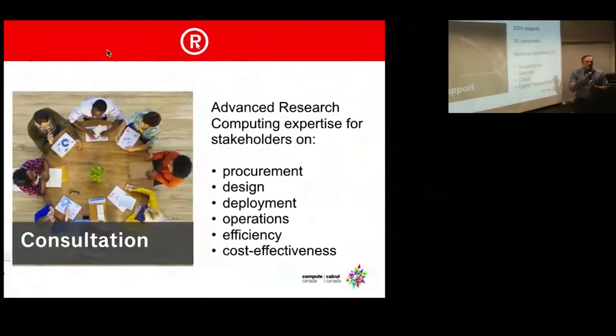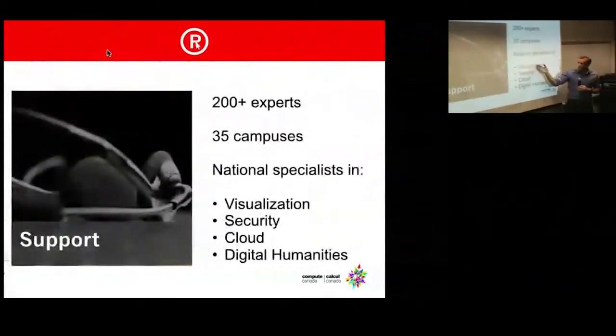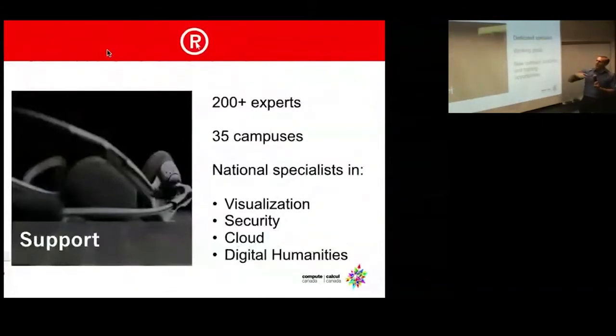Support, right? Even if it's not designing the next great research project and you just have questions about how to use the system, right? Again, I want to drive home this number. There's roughly 200 experts across the country. We have people stashed on 35 campuses. There's probably people on your campus you don't even know about. We have national specialists in, we've already talked about visualization, but also security, cloud, and in particular, the digital humanities, which I'll just touch on really briefly here at the end. This will be the last of our drill downs, and then I'll tell you how to actually get this help and support.